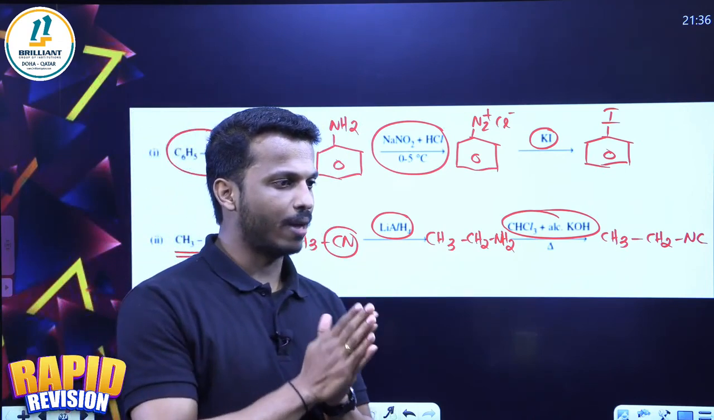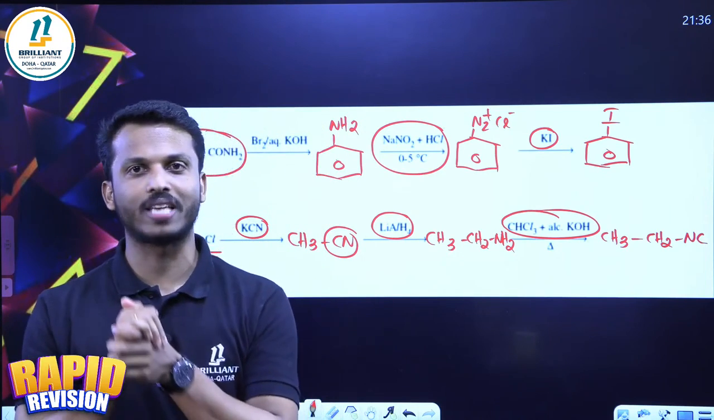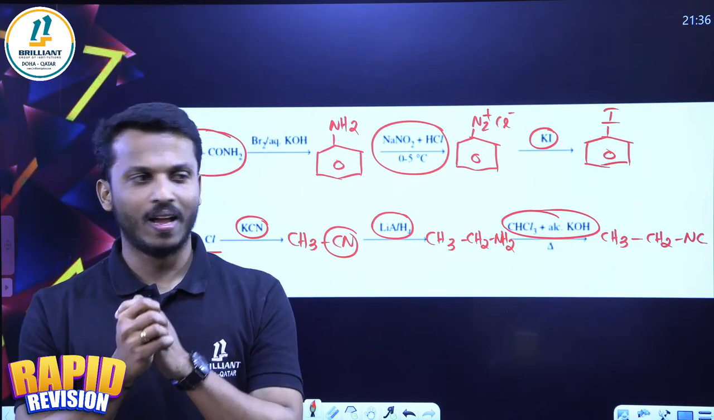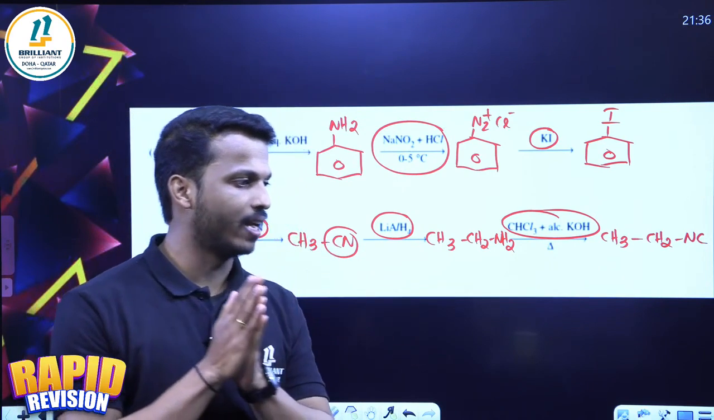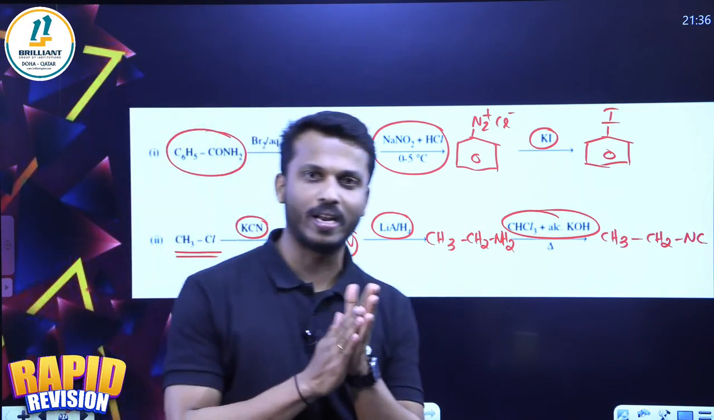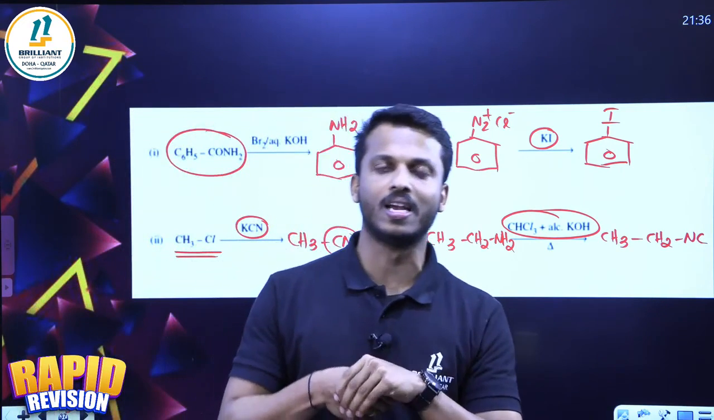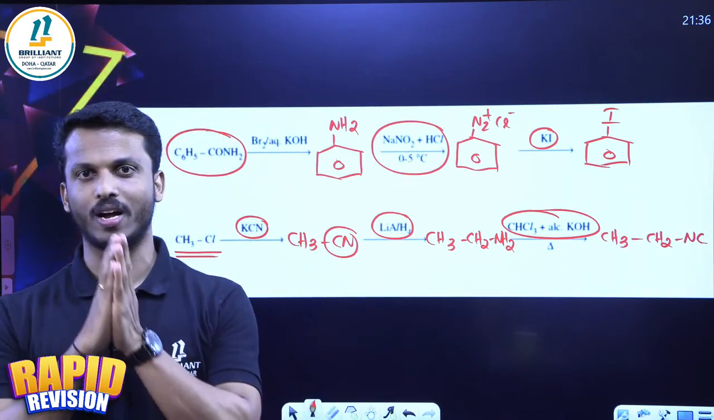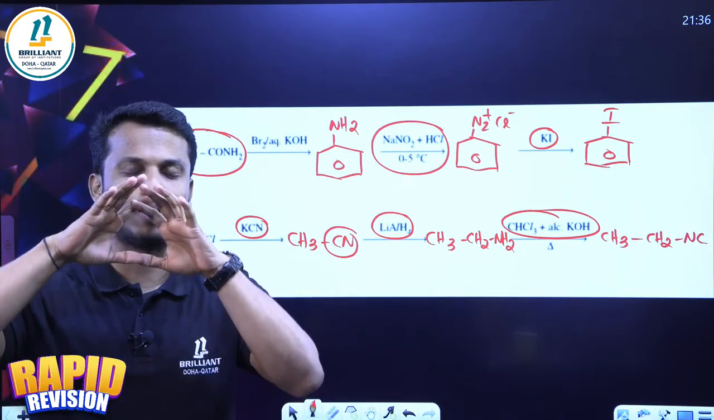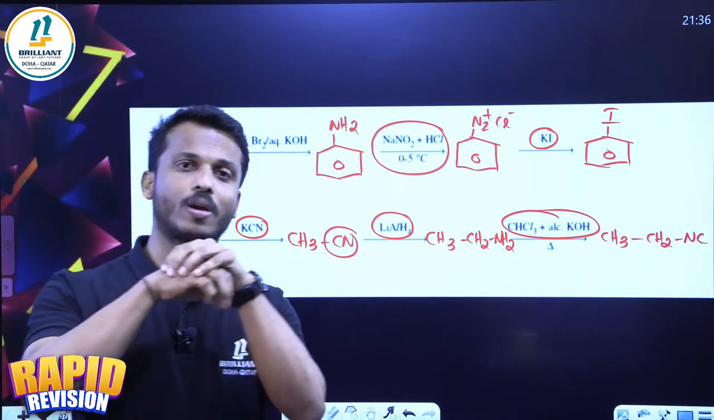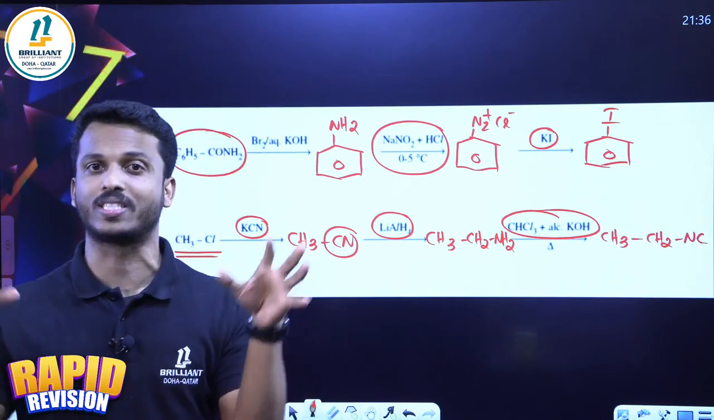So dear all, now time is 9:32. It's actually sharp, 2 hours. We just completed all four organic chapters: alkyl halides, alcohols, phenols and ethers, carboxylic acids, aldehydes, ketones and amines. I'm not wasting your time. Within this 2 hours, I hope you completed or are able to recall all these reactions.